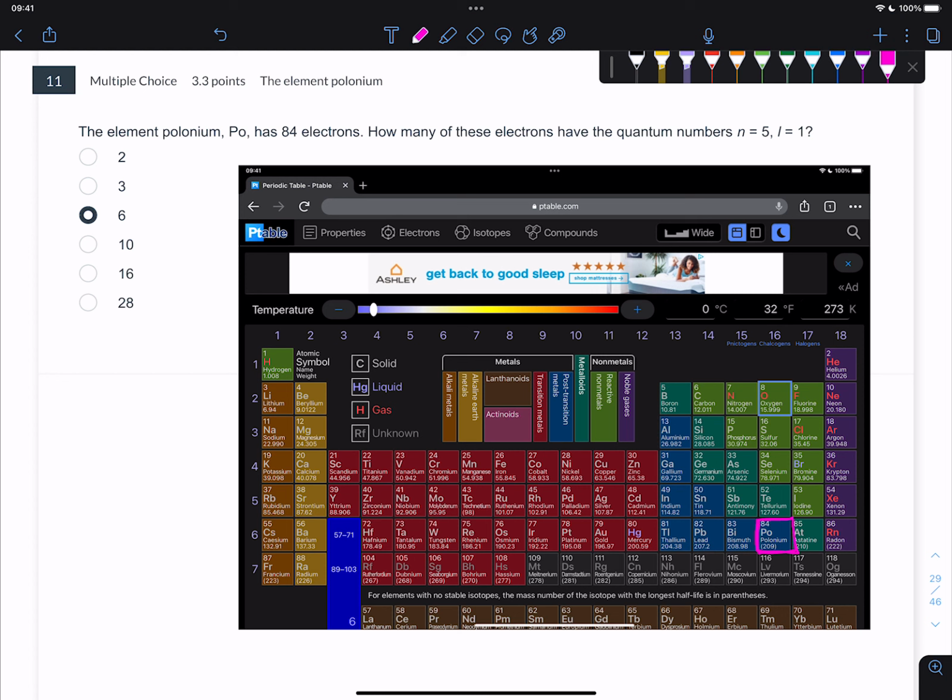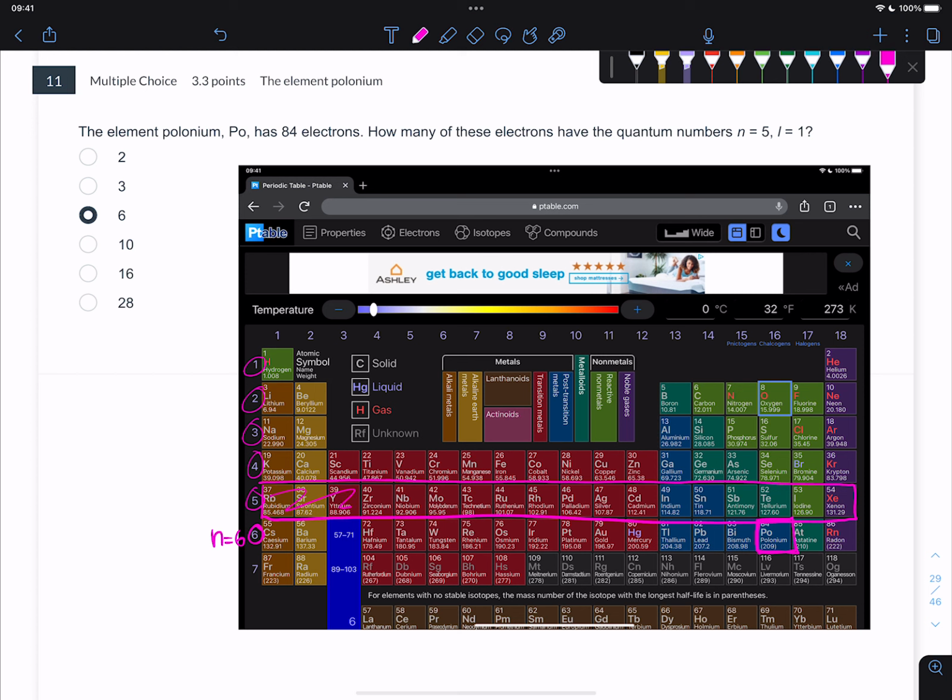Now it's in the 6th. It resides itself within n equals 6. But remember that any element, according to the alpha principle, will still have all the levels below it as well. So although polonium resides in n equals 6, it also has n equals 1, n equals 2, n equals 3, n equals 4, n equals 5. So that means that although we're looking at polonium, which is n equals 6, it actually contains all the electrons in here as well. So it says how many of these electrons have the quantum numbers n equals 5.